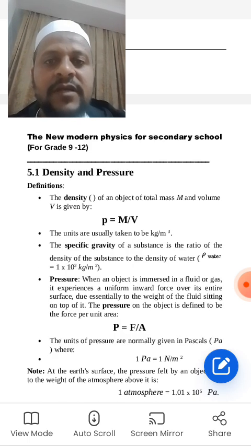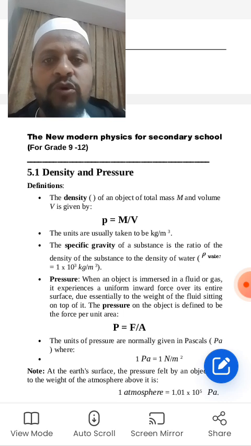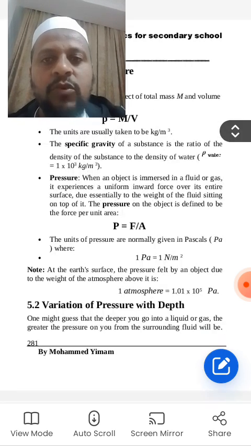The specific gravity of a substance is the ratio of the density of the substance to the density of water. Density of water is equal to 1 times 10 to the power of 3 kilogram per meter cube.